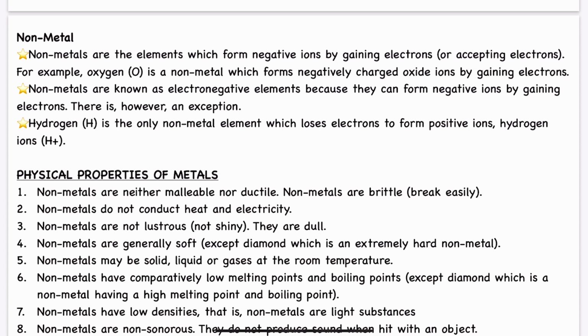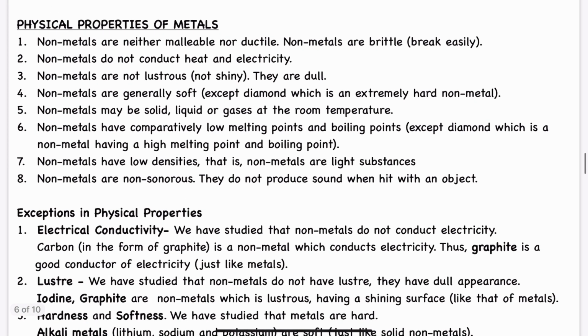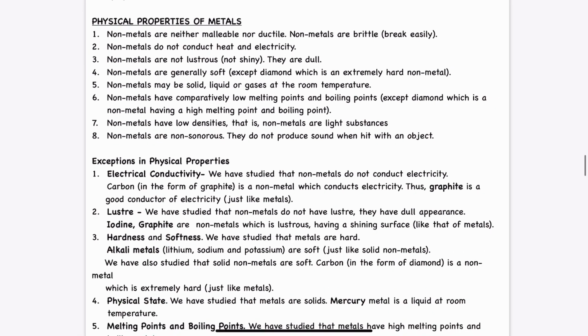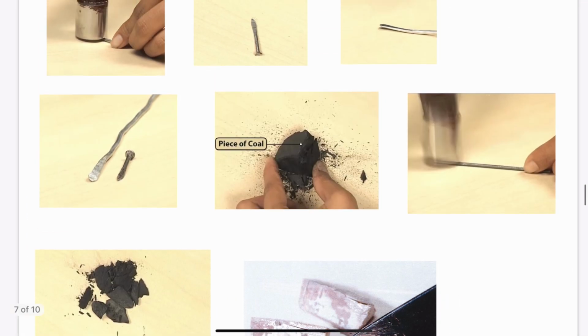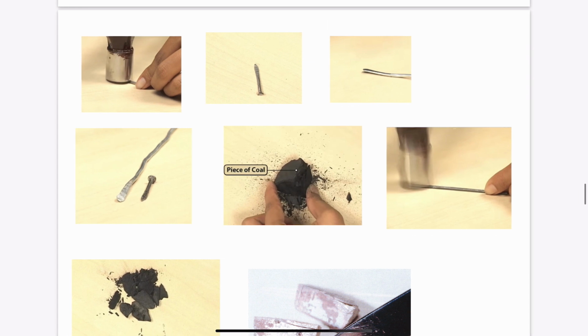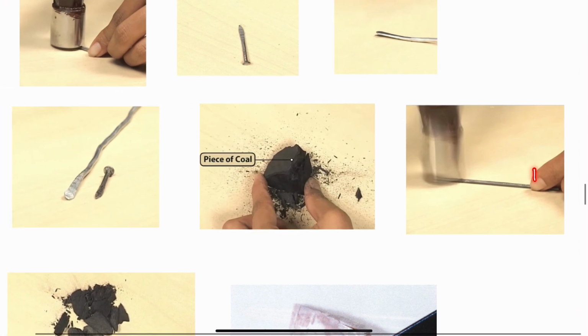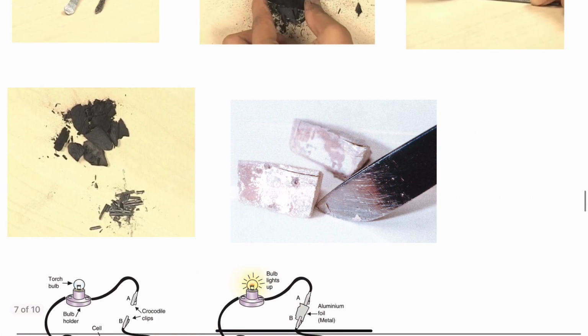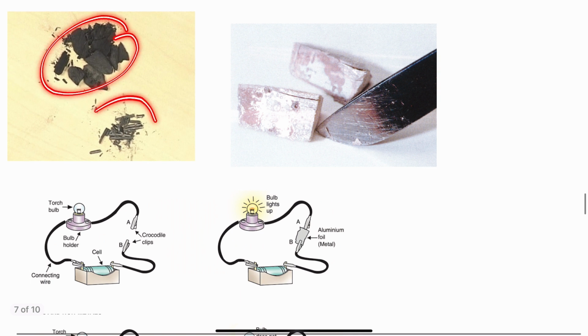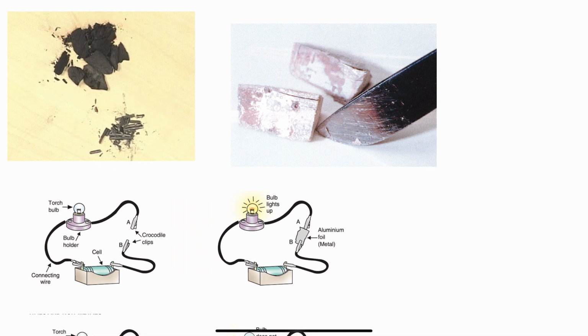Okay. Let us now discuss the physical properties of the non-metals. Unlike metals, non-metals are neither malleable nor ductile. Non-metals are brittle. They break easily. So if you see here, जब हमने metals को hammer किया था, तो वो easily क्या कर रहे थे? Flatten हो रहे थे. लेकिन जब हमने coal को या फिर pencil lead को hammer किया, so they broke into pieces. Powdered form में turn होने लगे.